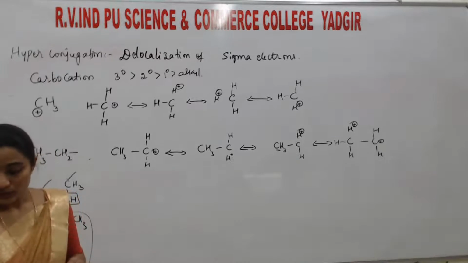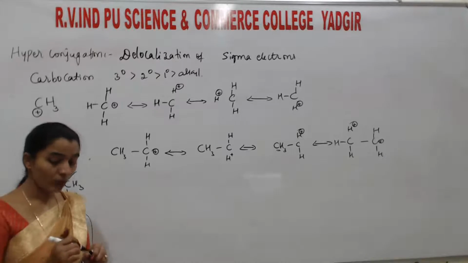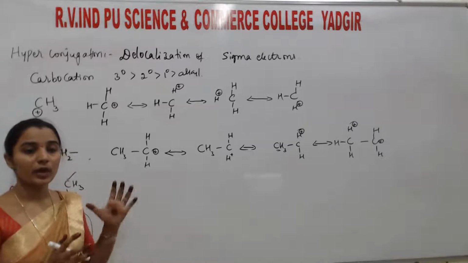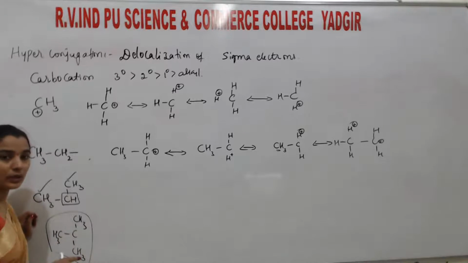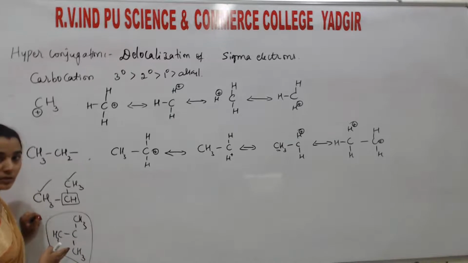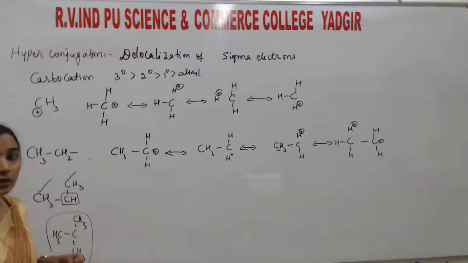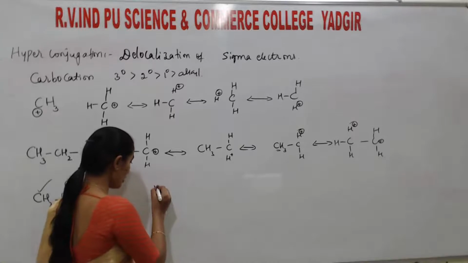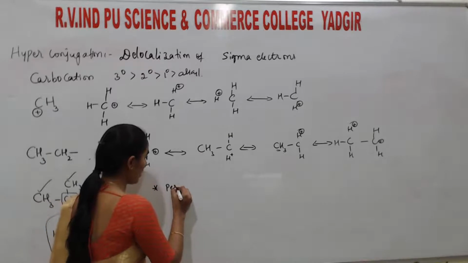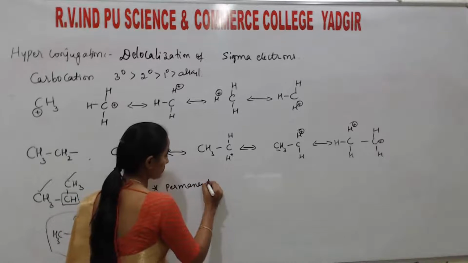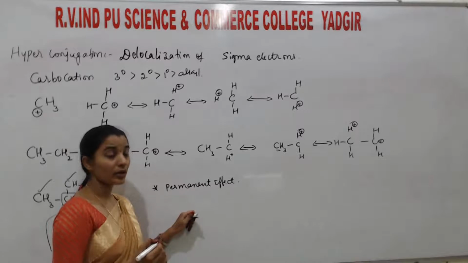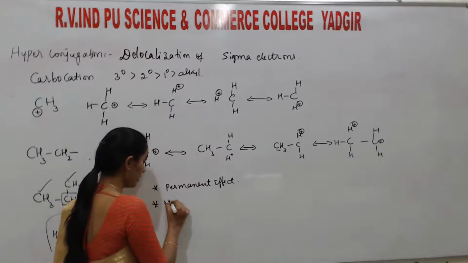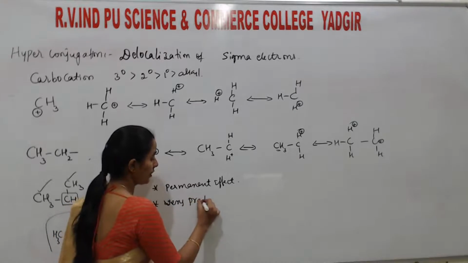Understand? If any species possesses more resonating structures, then it is said to be a highly stable molecule. Listen, here we can write 9 possible resonating structures. Understood? So this is hyperconjugation, and hyperconjugation is also a permanent effect. It is also a permanent effect, and it is a very predominant effect.